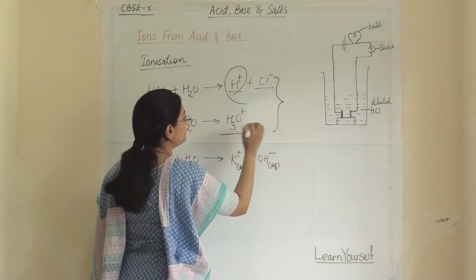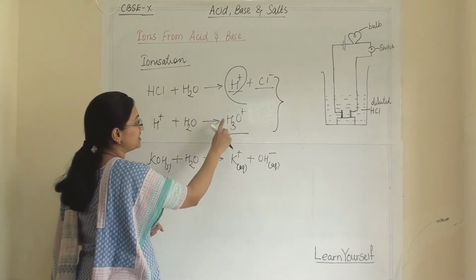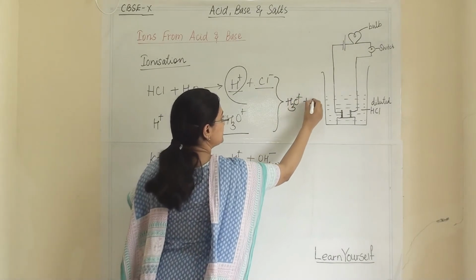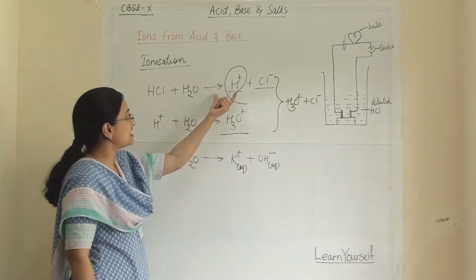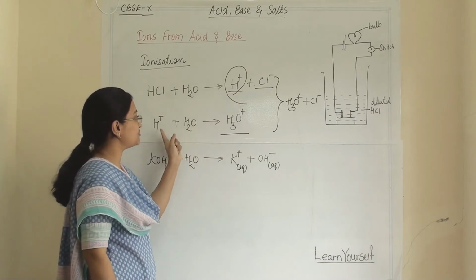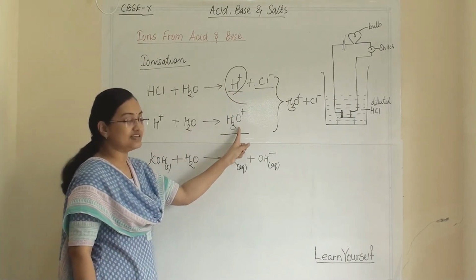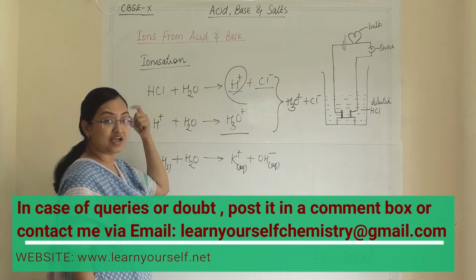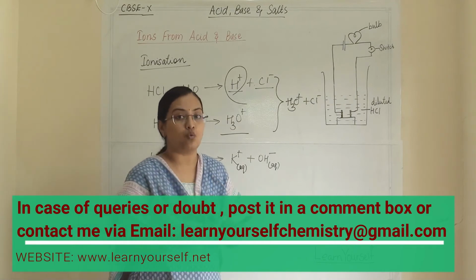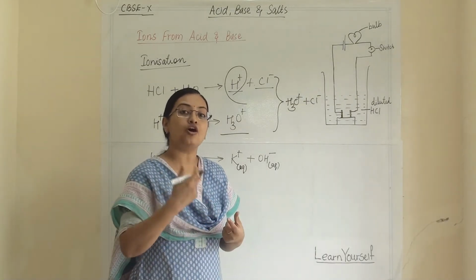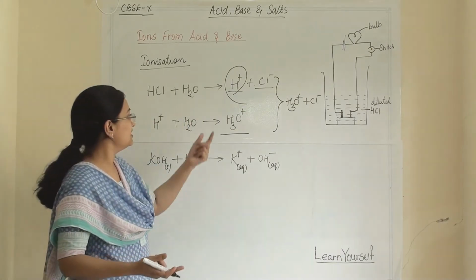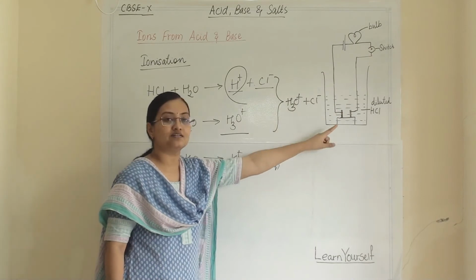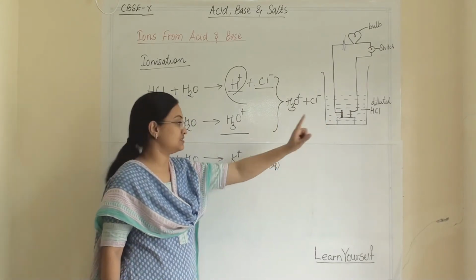The complete product from HCl plus H2O is H3O plus and Cl minus. In the earlier stage we get this H plus, but that H plus again reacts with water, and as the final product we get the hydronium ion. So when hydrochloric acid is dissociated in water, when ionization of hydrochloric acid happens, we get H3O plus and Cl minus. These two ions are responsible for the passage of electricity.